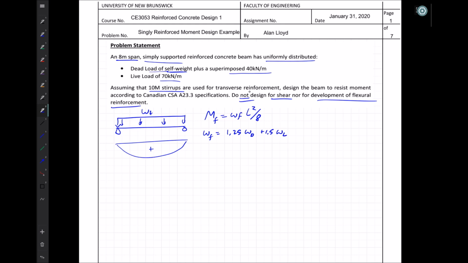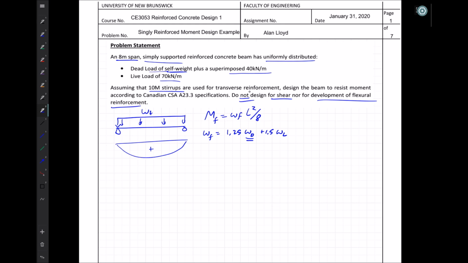The magnitude of the load itself in terms of W dead is still yet to be determined. And the equation for 1.25 W dead plus 1.5 W live comes from our building code of Canada. We note that we don't need to incorporate other load combinations, and there's no pattern live loading needed because we have a simple single span, so this is the obvious case for the worst case load on the structure.